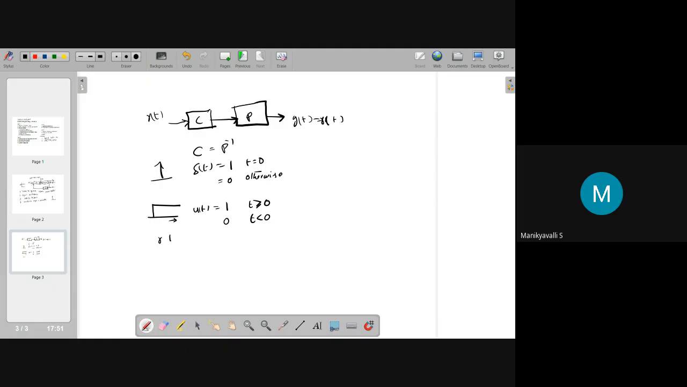And the ramp signal, r(t) = t for t greater than or equal to 0 and 0 for t less than 0. So these are the standard input test signals which we use in control systems.